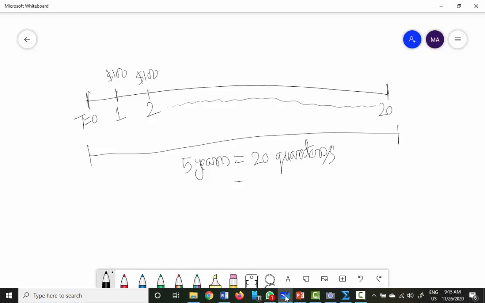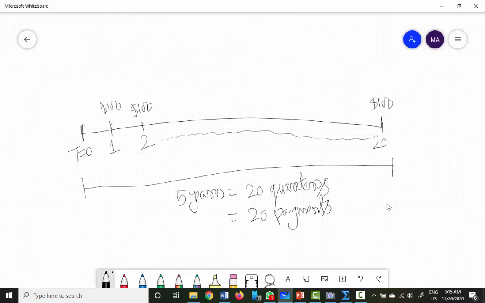So in 5 years we have 20 quarters, that means 20 payments. So 20 payments or installments of $100 each. Now the question is asking what will be in the account at the time of final deposit. This is the final deposit.